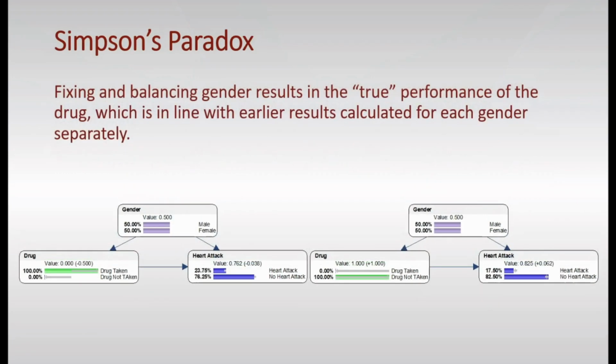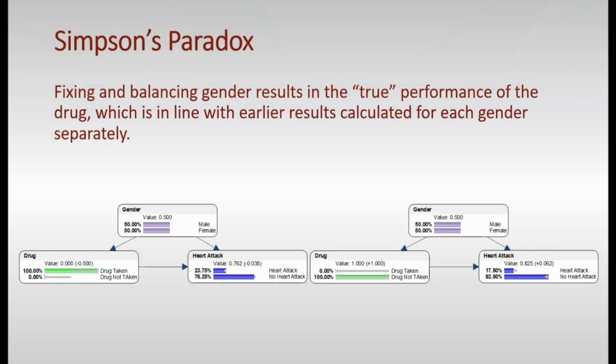So when you balance gender to make it 50-50, then what you'll see is the true performance of the drug, which is in line with the earlier results that we showed for each gender separately. And so what you see here now is when the drug is taken, the probability of a heart attack is 24%. And when the drug is not taken, the probability of a heart attack is 17%. So now when you go back and rebalance the gender, you get the true effect of the drug.